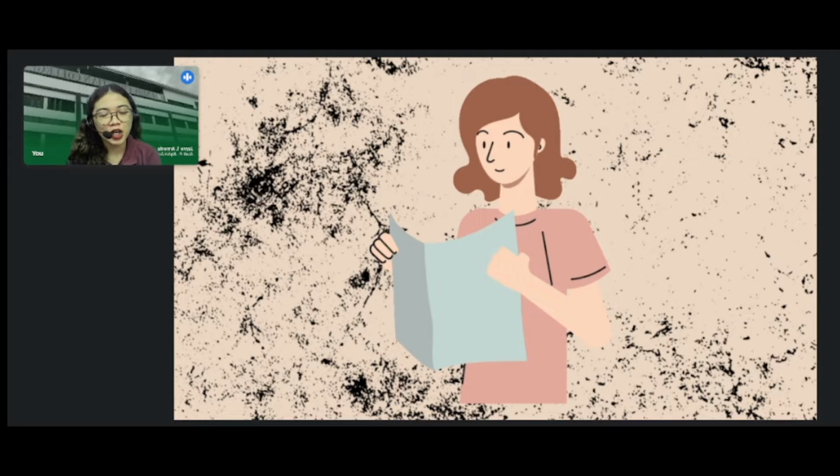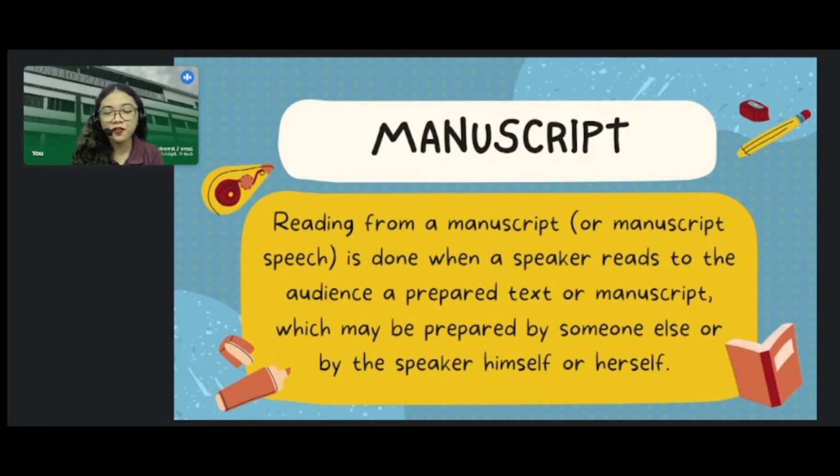Okay, we will start with reading from a manuscript. Reading from a manuscript is done when a speaker reads to the audience a prepared text or manuscript, which may be prepared by someone else or by the speaker himself or herself. In reading from a manuscript, it doesn't mean that you as a speaker are the only one who can write your own speech.